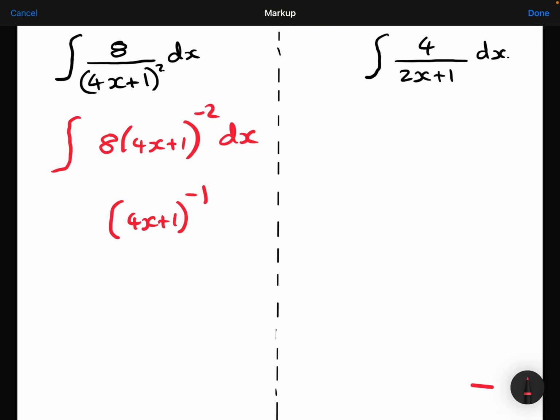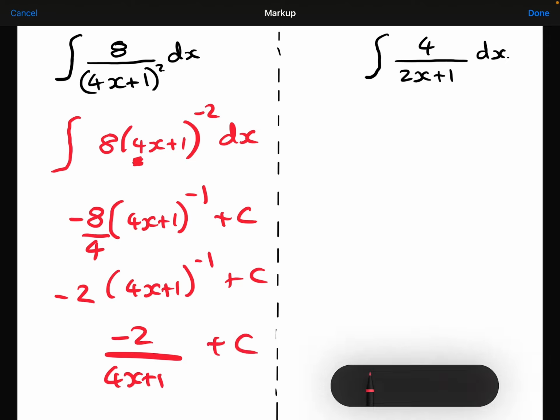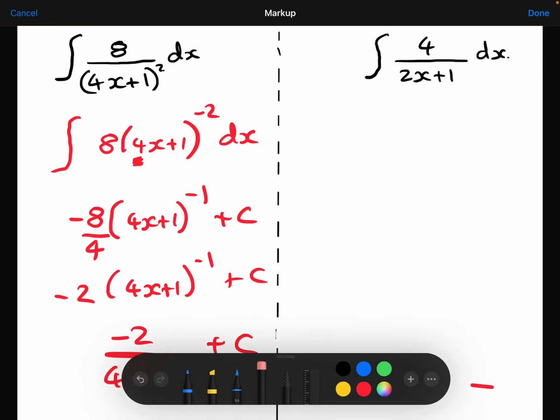I'll divide by the new power. So the 8 divided by minus 1 would be minus 8. And then don't forget that we also need to divide by the 4 from the inside. So dividing that by 4. So I'll get minus 2 lots of 4x plus 1 to the power minus 1 plus c, which I could rewrite as minus 2 over 4x plus 1 plus c, like that. That's my final answer.